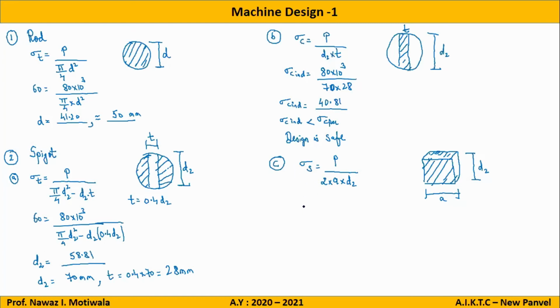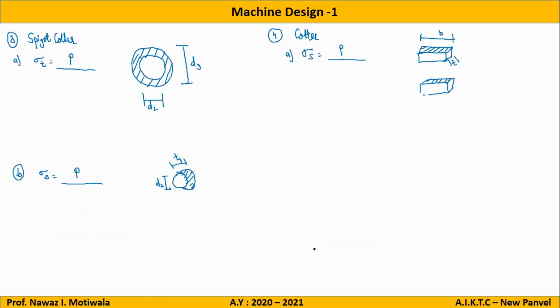Okay, and what is the value now? What is sigma s for spigot? 30 Newton per mm square. Okay, 30. Load is given to us as 80 into 10 raised to 3. We have to find a. d2 we have found out as 70. And what do we need to find from here? Sir, we have to find a. What is the answer? Sir, 19.04. So let me approximate it to 25. Okay, thank you.